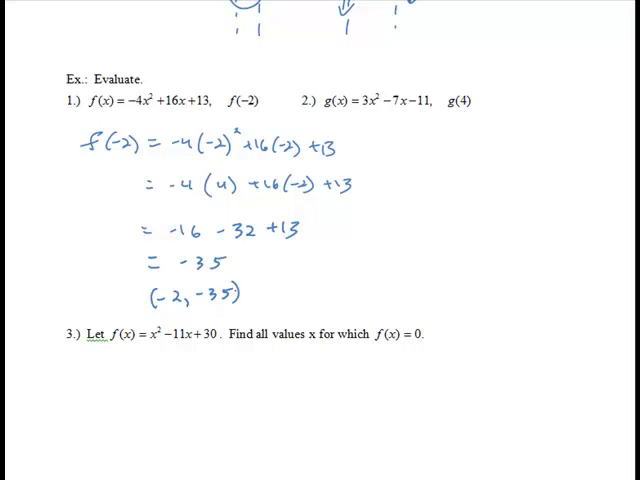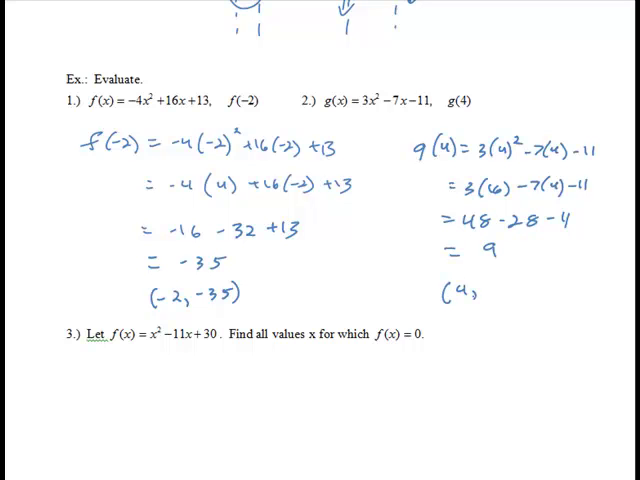Example 2, given the function g of x is equal to 3x squared minus 7x minus 11. Evaluate the function when x is equal to 4. So same thing here, evaluate the function by substituting in x equals 4 and simplify. For one input, x equals 4, we get one output, y is equal to 9, which is one solution to that function, the point (4, 9).